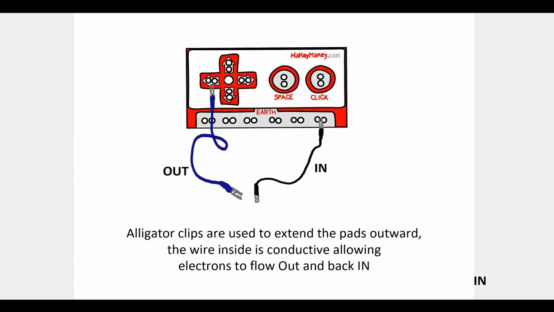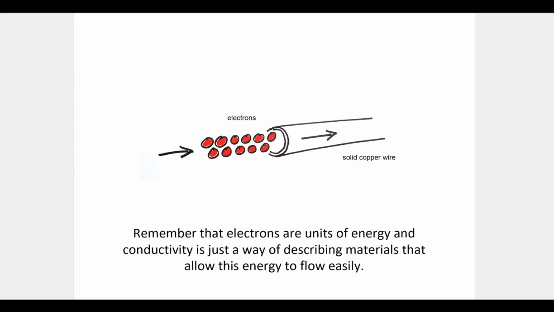We use alligator clips to extend the pads outwards, and the wire inside these alligator clips is conductive, allowing electrons to flow out and then back in. So remember that electrons are units of energy, and conductivity is just a way of describing materials that allow this energy to flow easily.